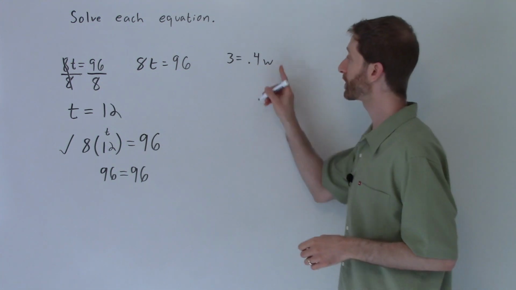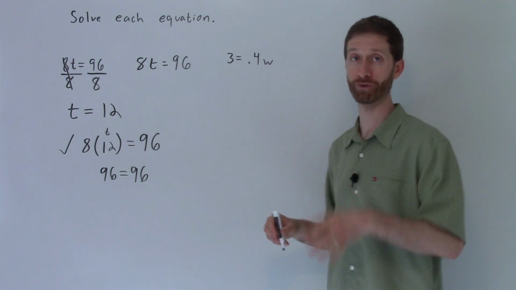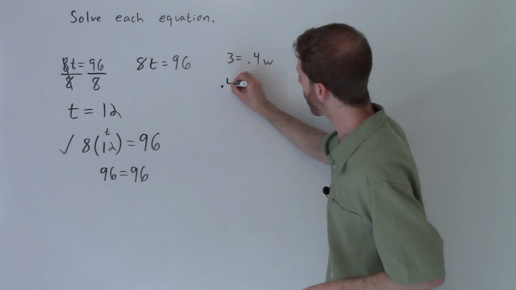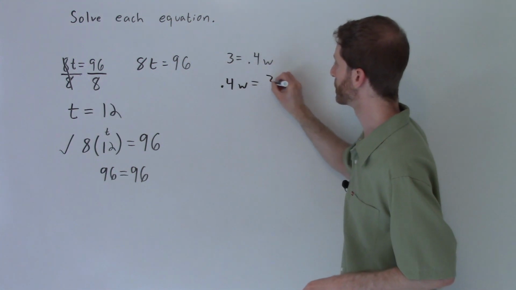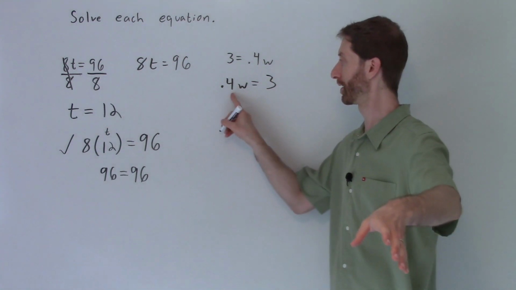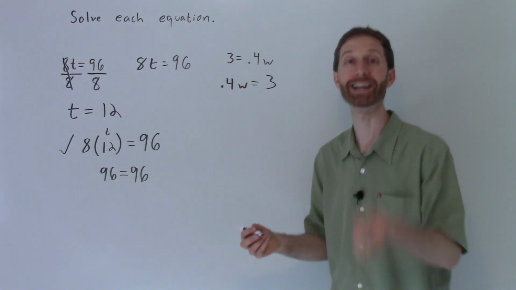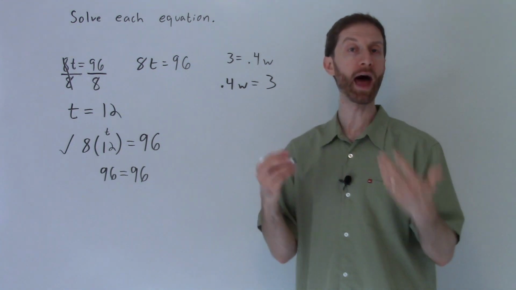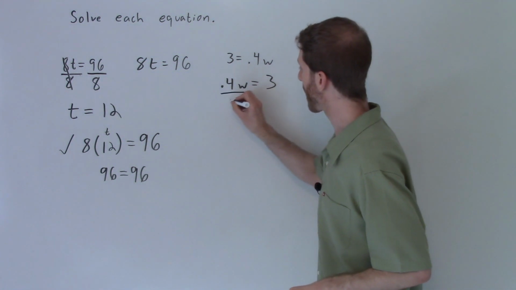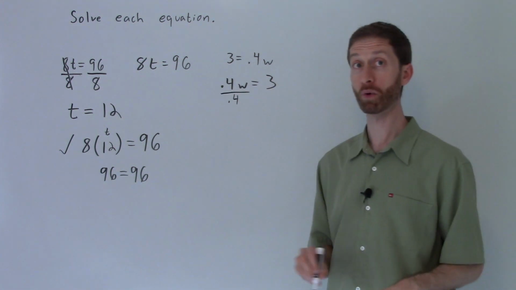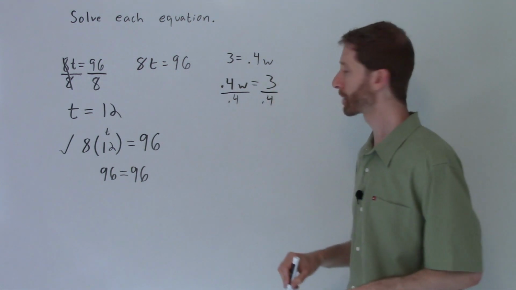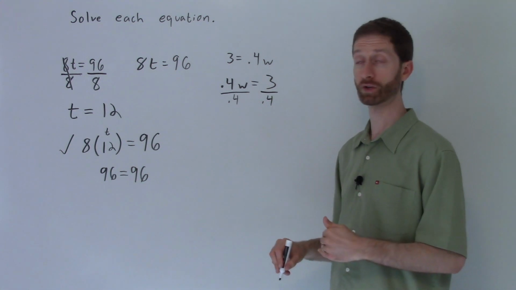Now personally, I like to switch it up so that I'm reading this left to right. So I'm going to write it as 0.4w is equal to 3. Now, don't worry that this is a decimal right here. Who cares? It's a number times w. And I want to undo multiplication. So, to undo multiplication, we divide by what's being multiplied. And what I do to one side of an equation, I must do to the other. And now we know that we'll have a balanced equation.